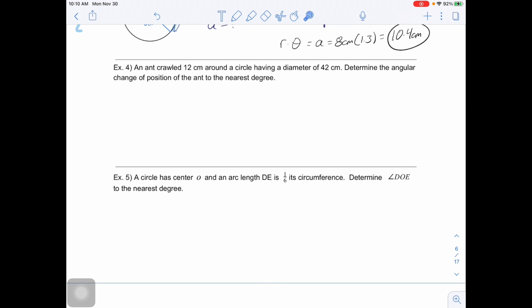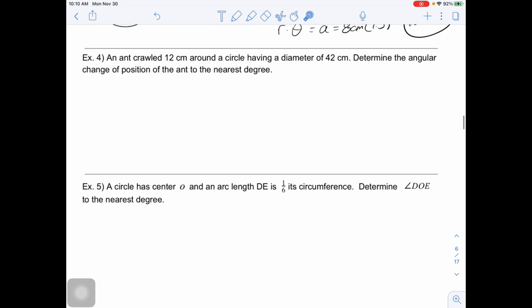So let's quickly look at example 4. An ant crawled 12 centimeters around a circle having a diameter of 42 centimeters. Determine the angular change of position of the ant to the nearest degree. If we draw a rough sketch of this, our sketch is pretty much always going to be a circle, and then we have our center point there.